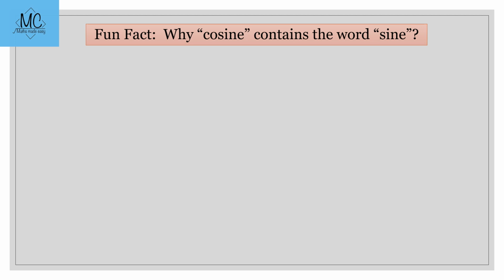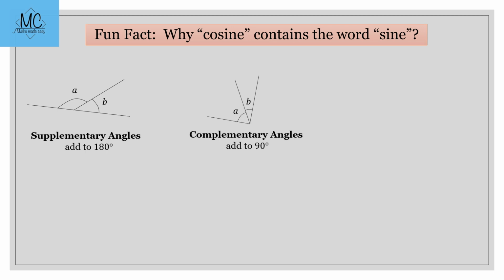There is one fun fact, like why cosine contains the word sin. Have you ever wondered why that's so? Have you heard about the supplementary angles? Yeah, supplementary angles are the angles which add up to 180 degrees. Have you ever heard about the complementary angles? Yes, complementary angles are the angles which, if you add both of them, give you 90 degrees.